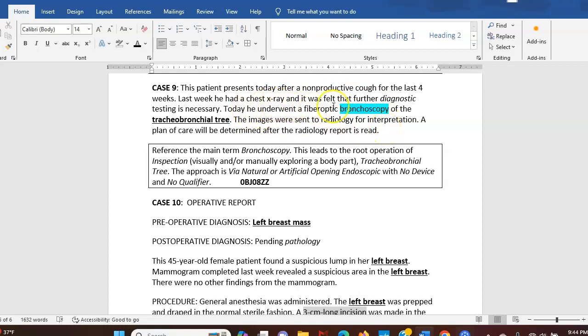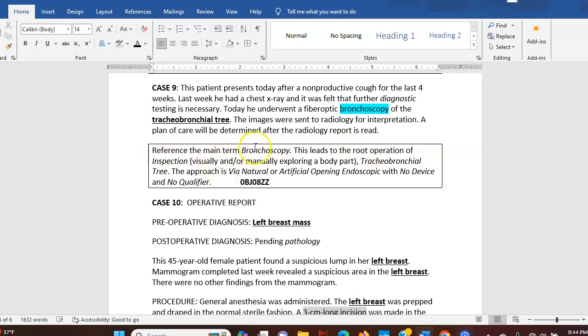So he underwent a fiber optic bronchoscopy of the tracheobronchial tree. The images were sent to radiology for interpretation. A plan of care will be determined after the report is read. Okay, so they're just seeing what this biopsy is. So, actually, not a biopsy, it's a bronchoscopy. So they're just looking to see what's going on.